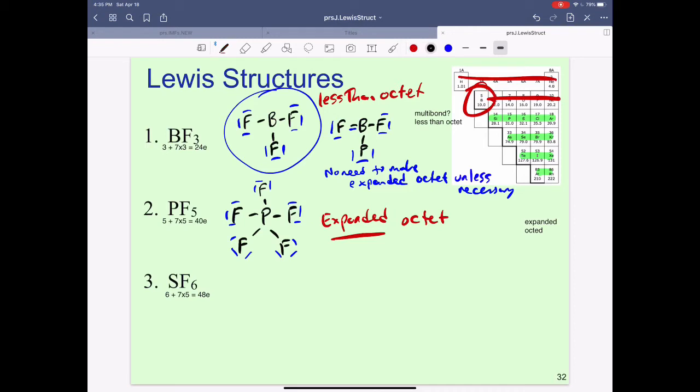And so the last one, sulfur hexafluoride, sulfur in the middle. Let's put our 6 fluorines around the outside. And we can easily complete all of the octets on each of the fluorines. That will round out and give us 48 valence electrons for this molecule. Again, an expanded octet.